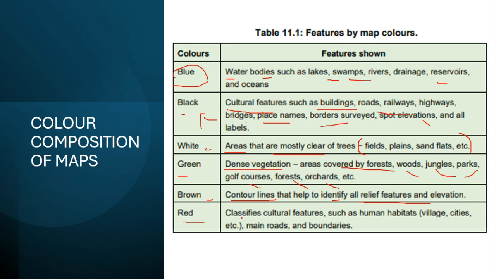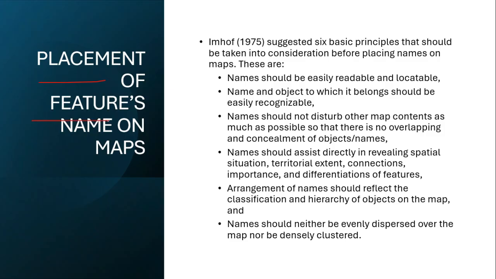In the red color. So red color classifies cultural features such as human habitat like villages, cities, main roads, and boundaries. So we will have to be very specific while choosing the colors for different features while map making. Then placement of features name on map, like where the name of features will be placed on map. Like Imhoff in 1975 suggested 6 basic principles that should be taken into consideration before placing names on map.